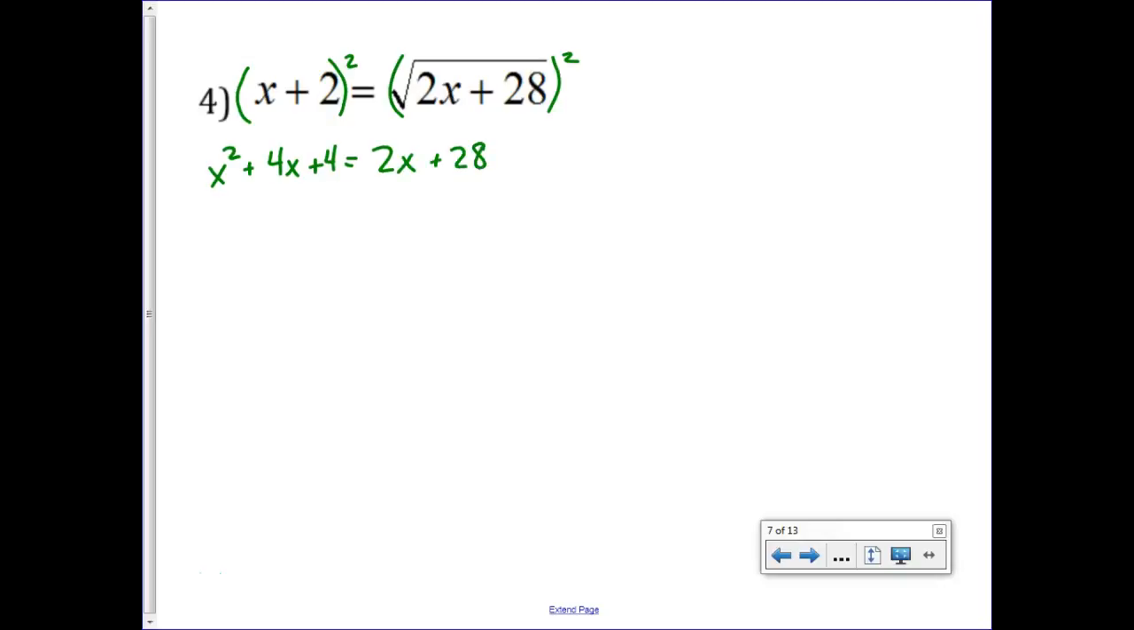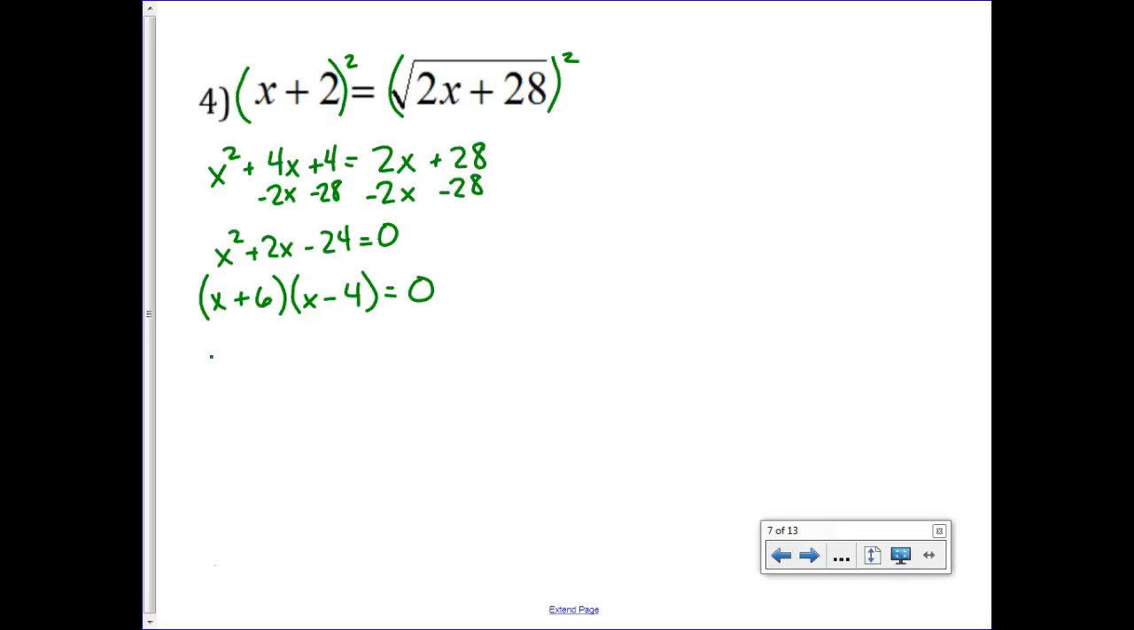Now I'm going to move everything to one side because I want to factor this. So I'm going to subtract 28 here at the same time. So I get x squared plus 2x minus 24 is equal to 0. Something that multiplies to negative 24 and adds to positive 2. 6 and 4 come to mind. So I need x plus 6, x minus 4. So x equals negative 6, x equals 4. We have 2 of them to check here.